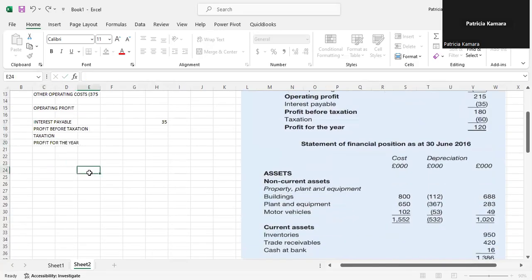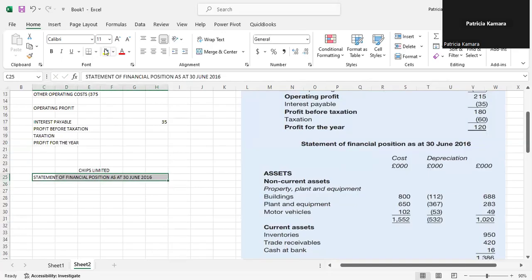Once we are done, we are going to start with our statement of financial position. So Chips Limited, statement of financial position as at 30th June 2016. Okay. Right. So just as we did for the income statement, we'll also repeat the same here.